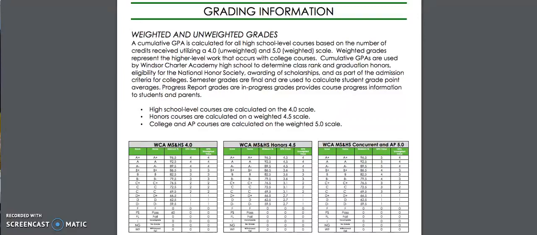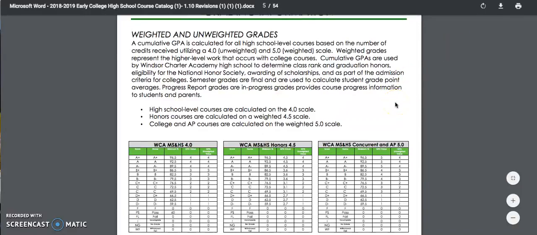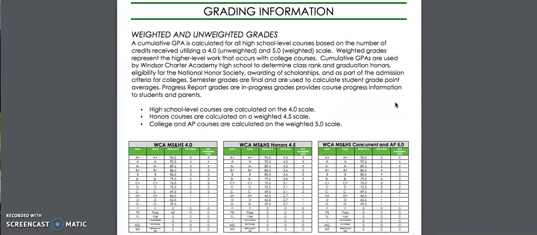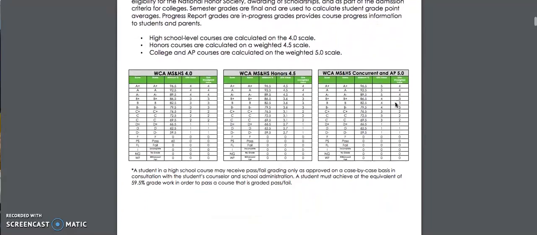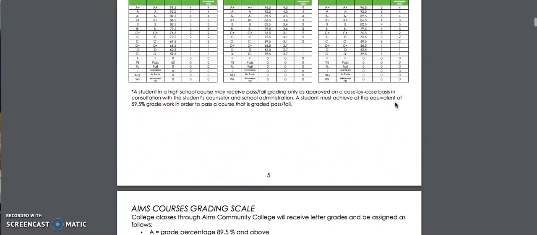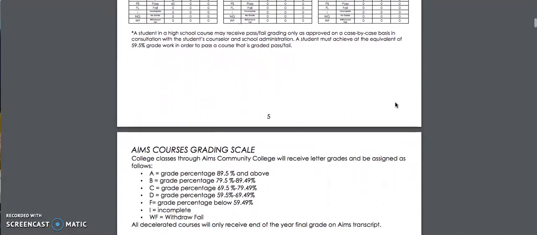So it's a really, really important part of your high school transcript, the GPA. And it is a pretty complicated formula that determines what your GPA is. And so if you want to dig into the details of how it is calculated, you would look here on page 5 under grading information. And it also outlines how grading is slightly different for the Ames courses. So it's important to know the difference.